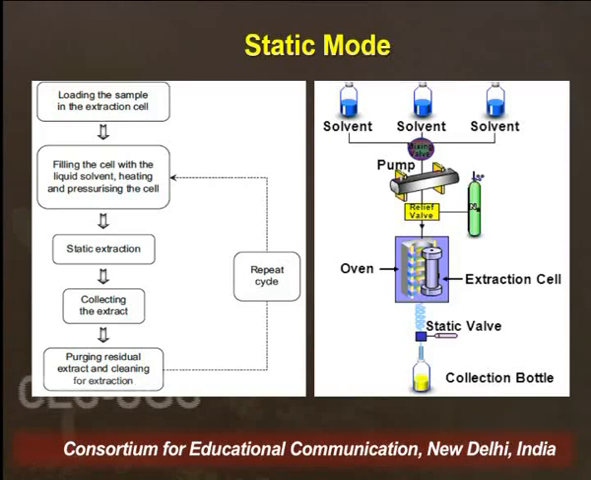Now in this picture you can clearly see the setup of a static mode extractor. You can see different solvent reservoirs and they are attached with a pump. The pump helps these solvents to fill the extraction chamber or the extraction cell, which is placed in an oven or a thermostat equipment to apply the required temperature conditions. And below the extraction cell is a static valve which is closed for the time period for which the extraction has to be carried out, or extraction takes place during the specified period of time, and for that specified period of time this static valve is closed.